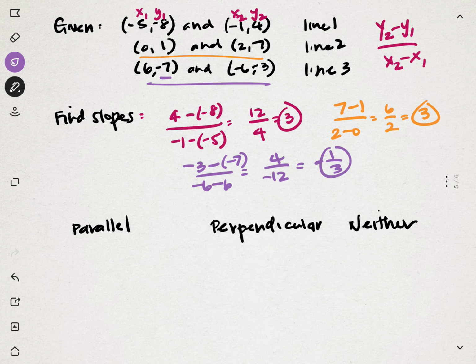Negative 1/3. Okay, so if we're looking for parallel lines, which lines have the same slope? That would be lines 1 and 2. Which lines are perpendicular? 1 is perpendicular to 3. And also 2 and 3 are perpendicular. And which ones are neither parallel nor perpendicular to each other? And that would be none of them. Right? They're all either parallel or perpendicular to each other.